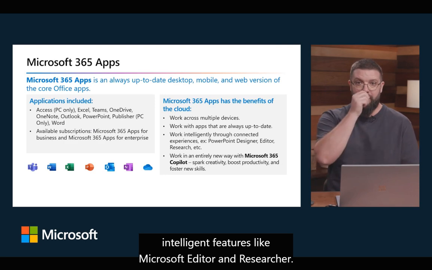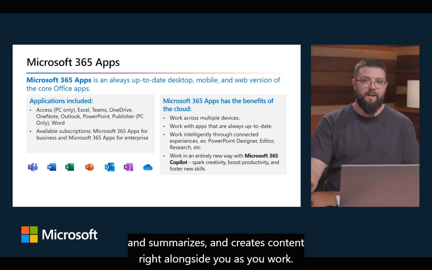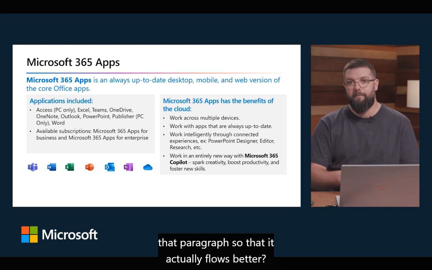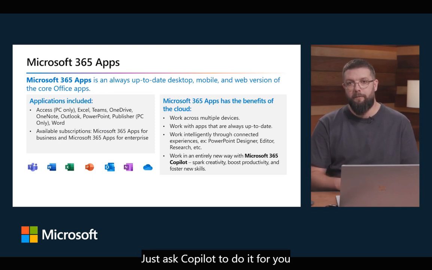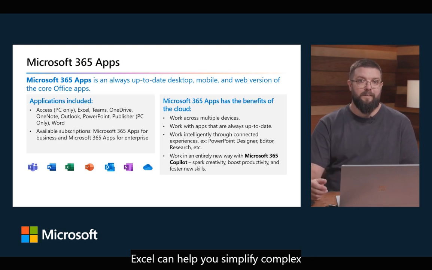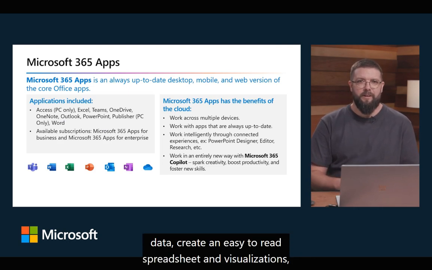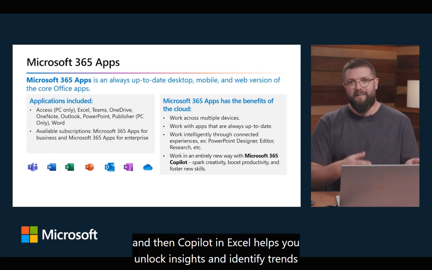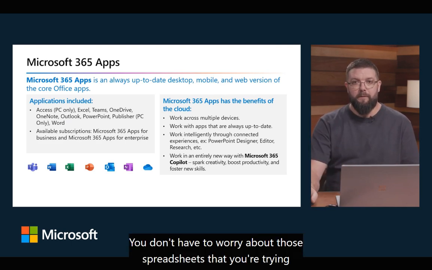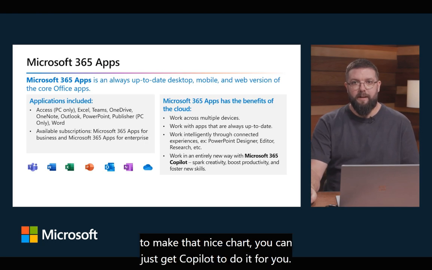Word can help you create impressive documents and improve your writing with built-in intelligent features like Microsoft Editor and Researcher. And then Copilot in Word writes, edits, and summarizes and creates content right alongside you as you work. So thinking of a way to rephrase that paragraph so that it actually flows better, just ask Copilot to do it for you and it'll give you a few suggestions. Excel can help you simplify complex data, create an easy-to-read spreadsheet and visualizations, and then Copilot in Excel helps you unlock insights and identify trends to create professional-looking data visualizations. So, you don't have to worry about those spreadsheets that you're trying to make that nice chart. You can just get Copilot to do it for you.